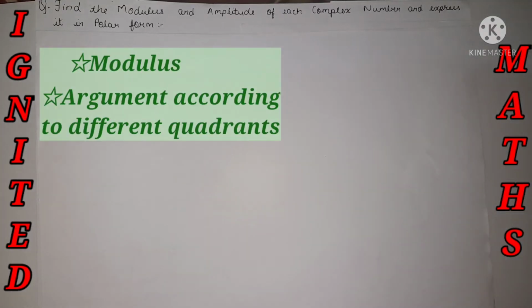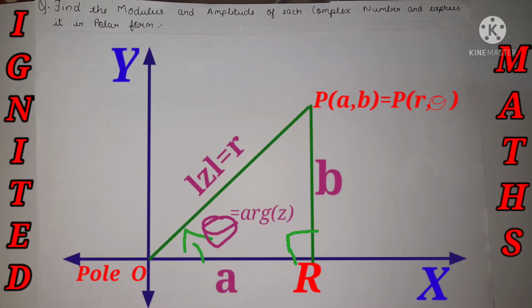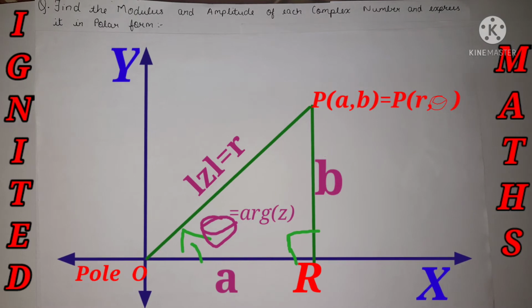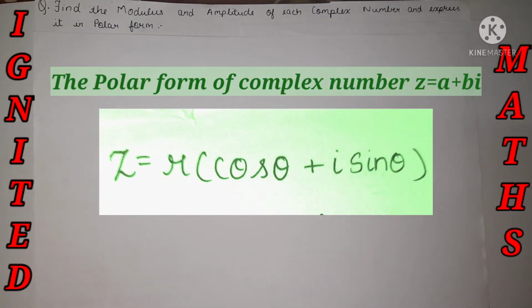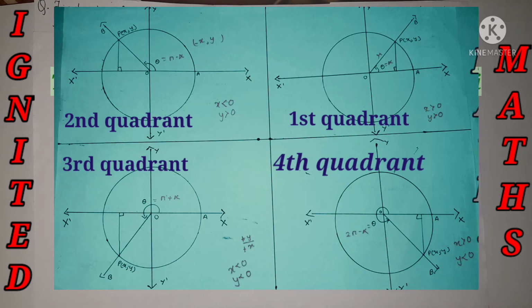As we have seen, the modulus value is nothing but root x square plus y square, equal to mod z, the r value. The length OP is called that, and over here angle POR is called theta. It's nothing but the amplitude form of z is equal to r cos theta plus i sin theta. i is an imaginary unit, cos and sin are the trigonometric functions, theta is the amplitude, and r is nothing but mod z. So we have come across the formulas related to it. According to the different quadrants, the amplitude value changes.